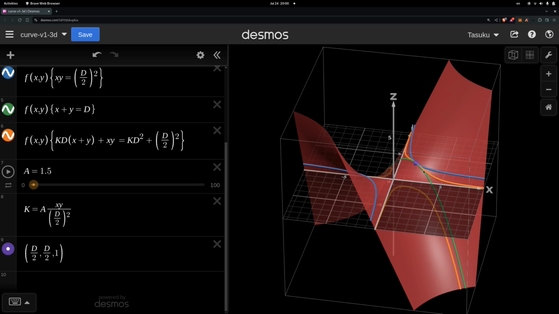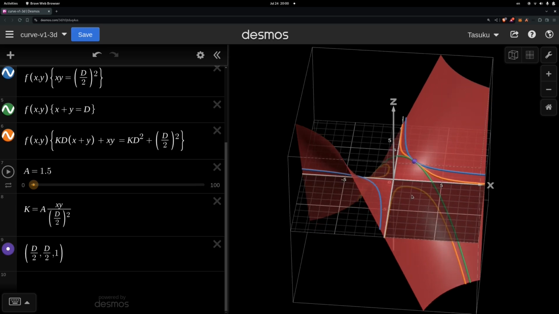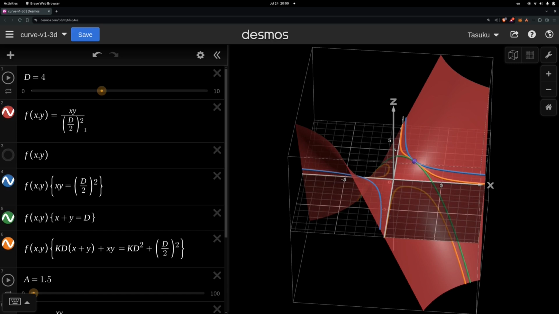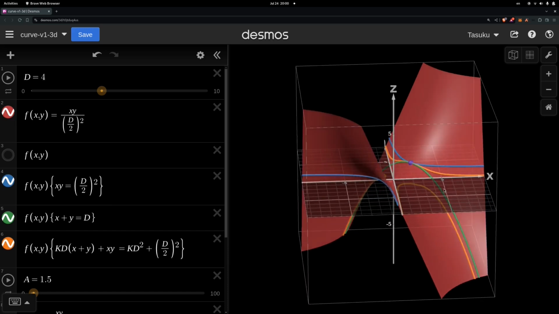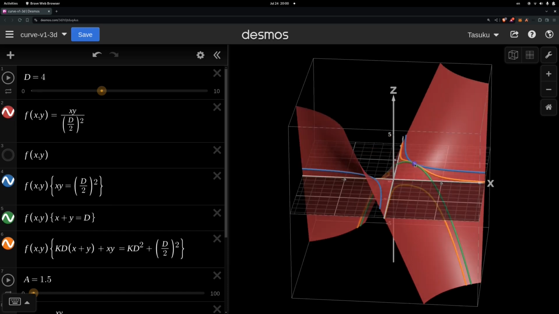This is shown in purple. And what we can see from here is that x times y divided by (d/2) squared, for the points on the Curve V1 curve, gives us this orange line. What it looks like is that when x and y are close to d/2, then z is equal to 1 on this orange line. And as x and y become imbalanced, this orange line approaches 0.